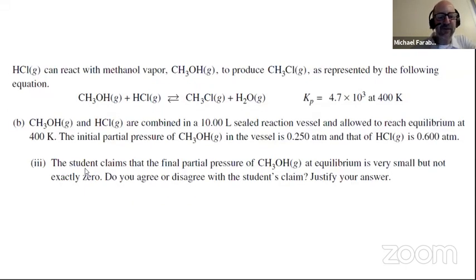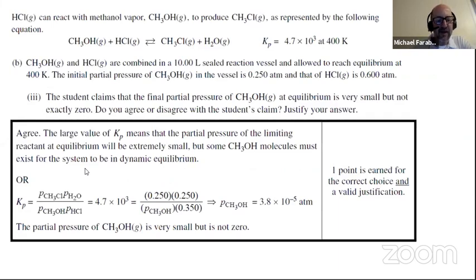So the student claims that the final partial pressure of the CH3OH at equilibrium is very small, but not exactly 0. So yes, I would agree with that claim. The value of this CH3OH would be extremely small, but there should still be some molecules present because it is equilibrium. And a dynamic equilibrium means that we have both a forward and a reverse reaction occurring at the same rate.